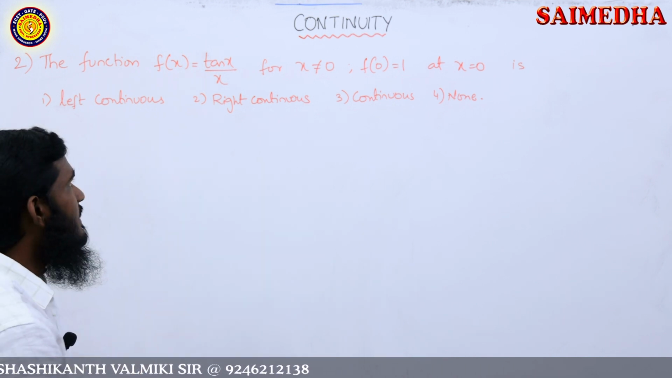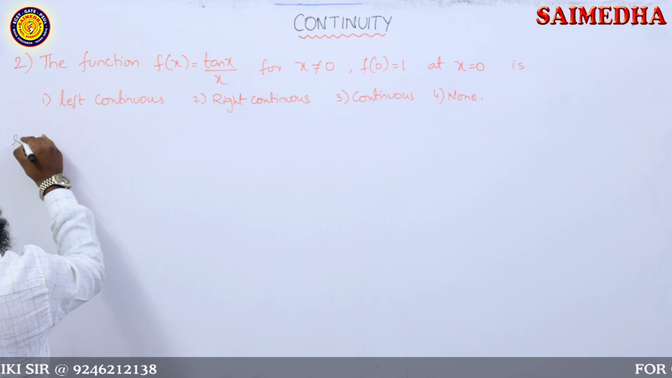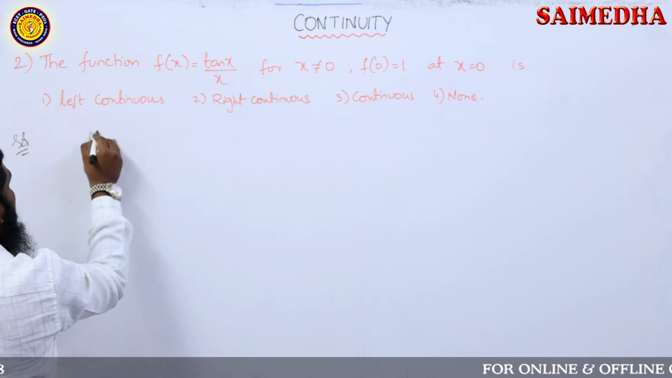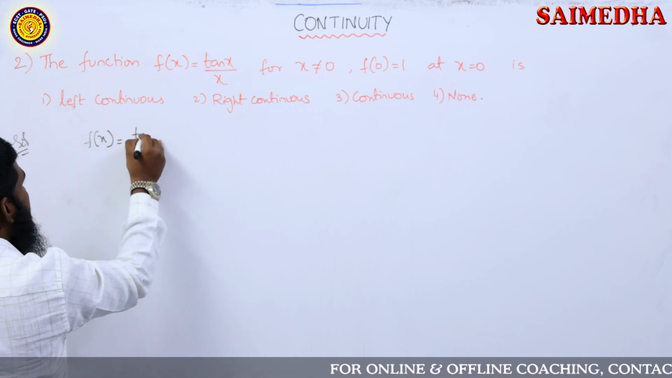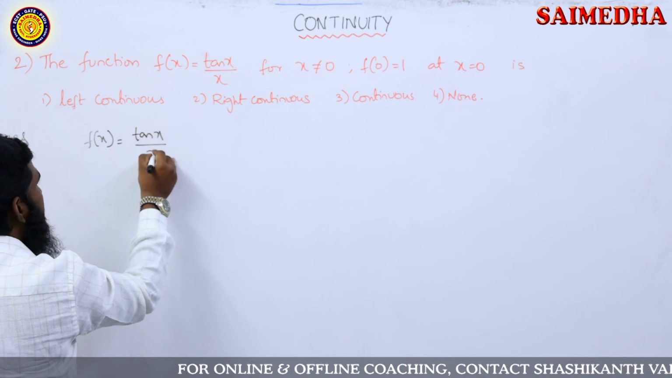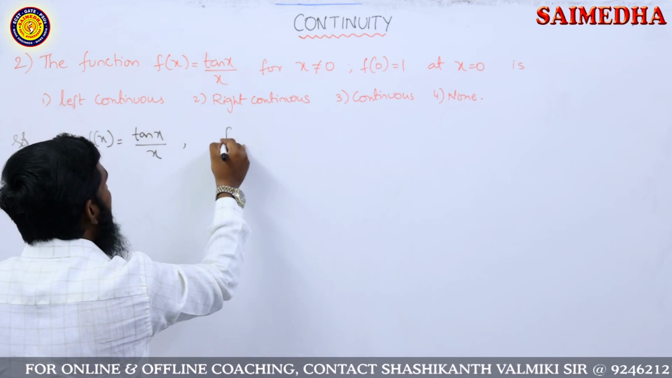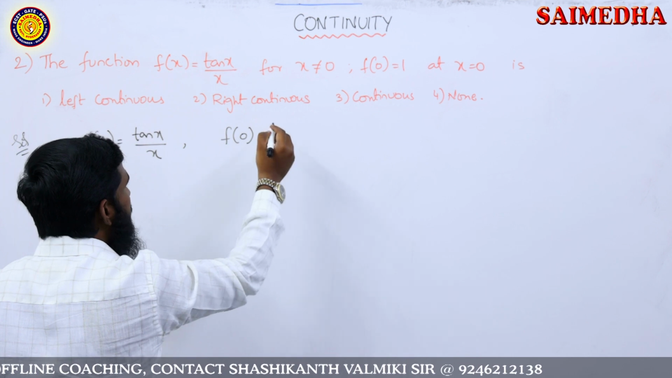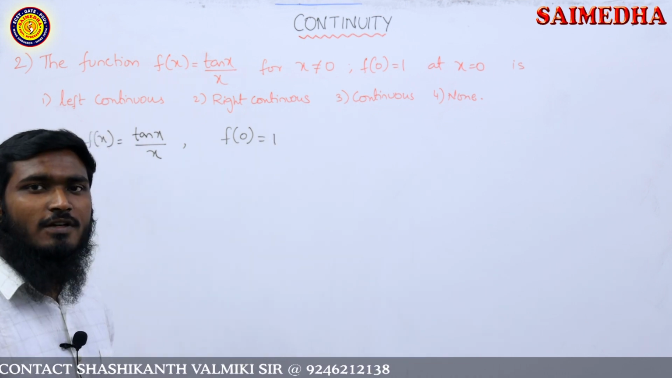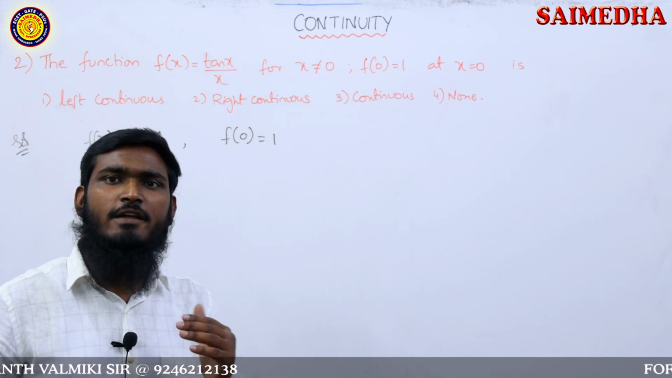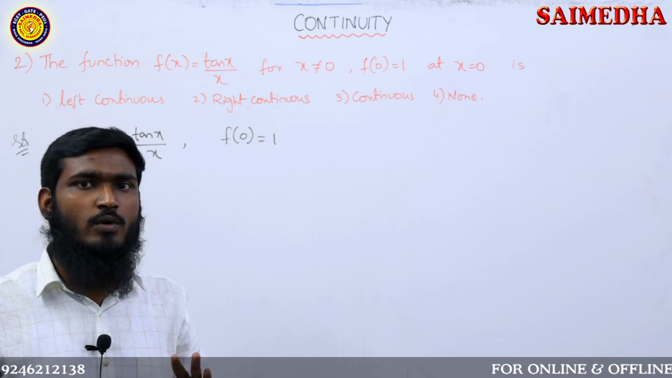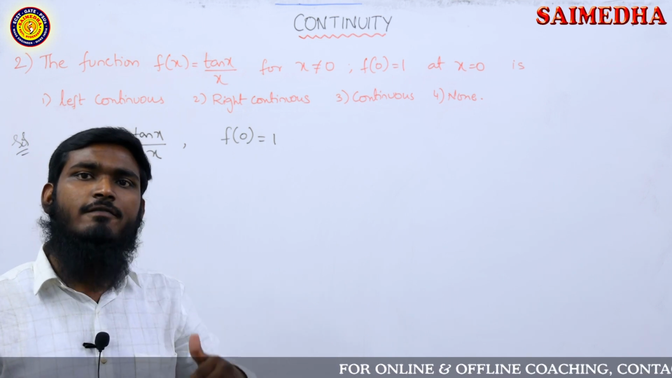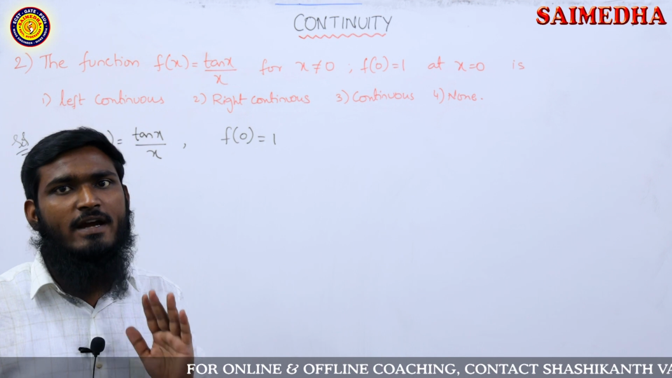Is it clear? Now let us see this part. So what is given first? We are writing this part as f of x. Function is given. F of x is equal to tan x divided by x and the value of the function is f of 0 equal to 1. So tan x divided by x, we already have the standard limit for this one. The limit exists and we have the standard limit for tan x divided by x.